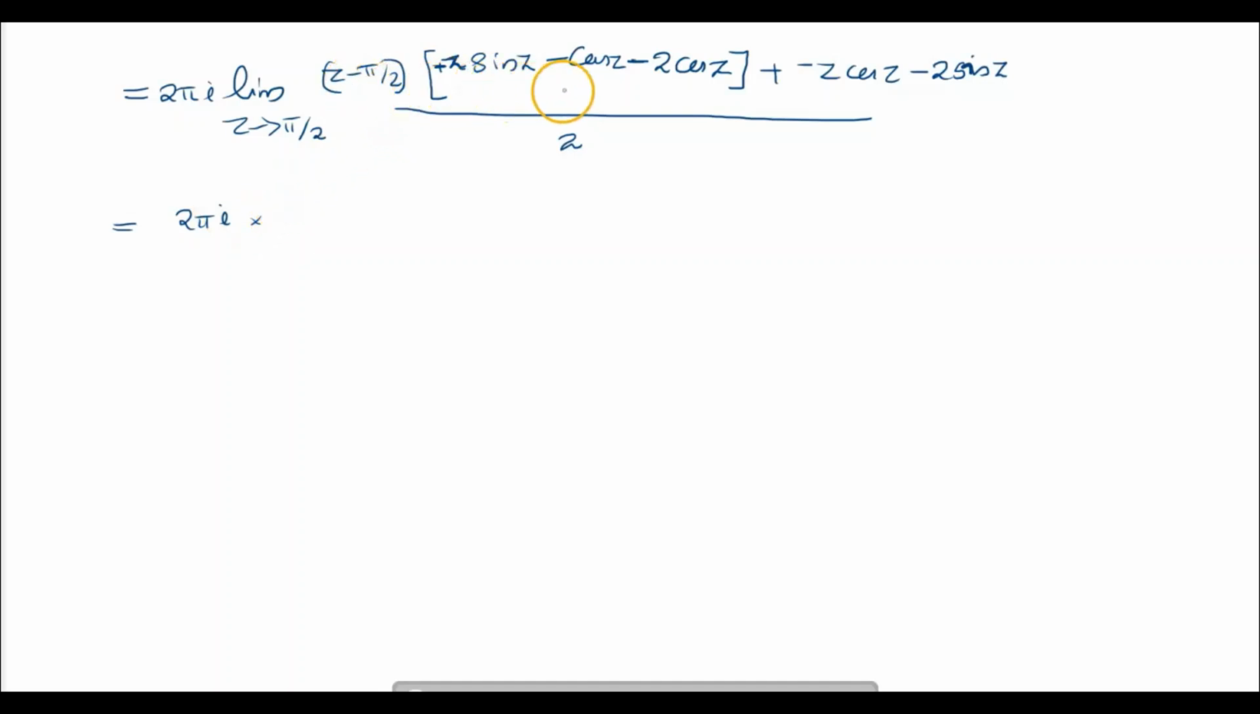Now put limit z equal to pi by 2. We get this term all 0 because of z minus pi by 2, and here cos pi by 2 is 0. What is remaining? Minus 2 sin pi by 2, which is 1. This is divided by 2. So we get minus 2 pi i.